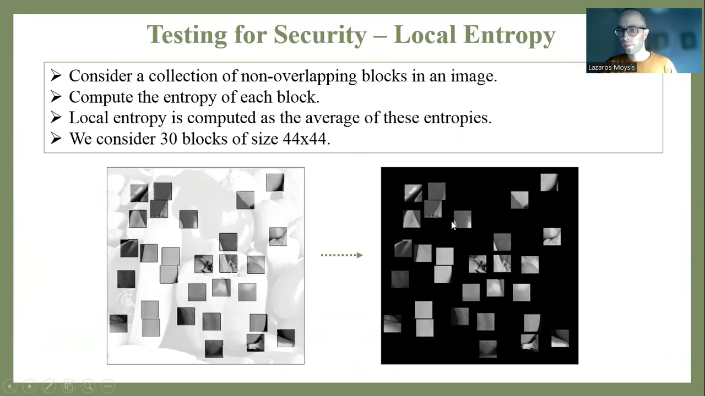different entropies. So you may ask, why 30 blocks? Why the size of 44 by 44? Of course, this has to do with the size of an image. If we consider very, very large images, we possibly have to take more blocks than 30. This is a common setup used in the literature. I will post some papers in the comments below the video. Usually they take 30 blocks of this size, but depending on your image size, you may have to take more blocks and possibly larger blocks.